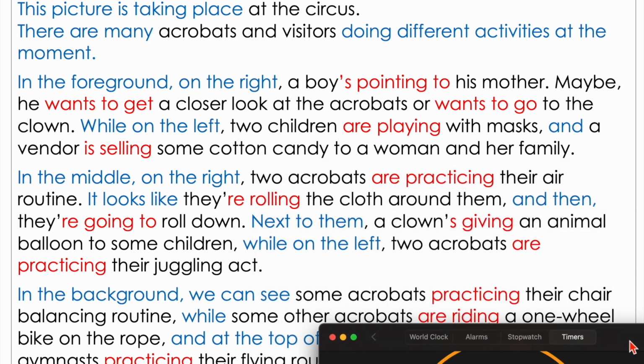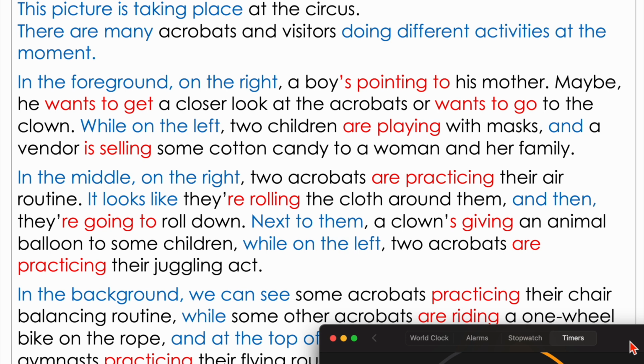This picture is taking place at the circus. There are many acrobats and visitors doing different activities at the moment. In the foreground on the right, a boy is pointing to his mother. Maybe he wants to get a closer look at the acrobats or wants to go to the clown. While on the left, two children are playing with masks and a vendor selling some cotton candy to a woman and her family. In the middle, on the right, two acrobats are practicing their air routine. It looks like they're rolling the cloth around them and then they're going to roll down. Next to them, a clown's giving an animal balloon to some children.